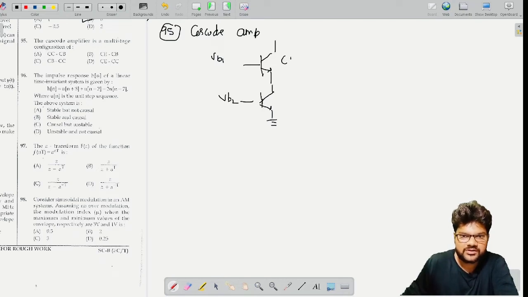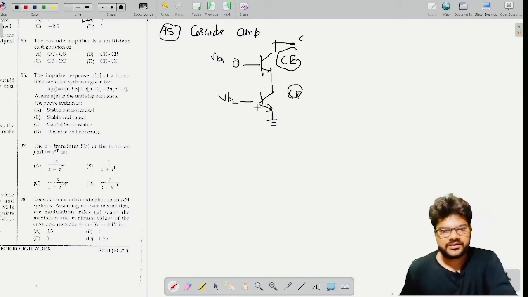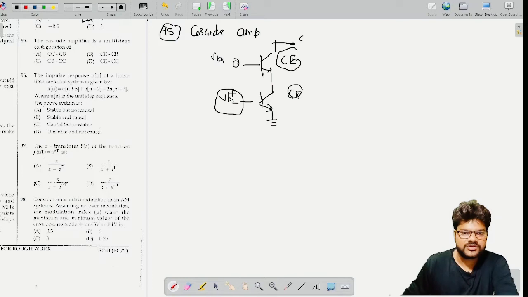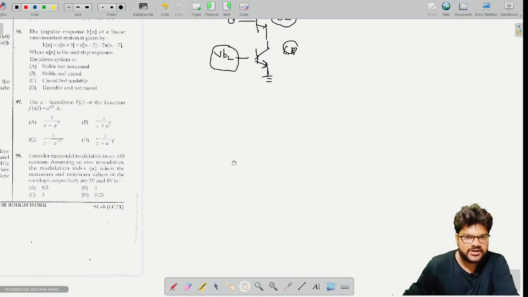So this is common emitter because we are giving input at the base and we will be taking output from the collector. So this is common emitter and this is common base, okay, because the emitter is grounded, right, and this base is a DC. So it is common emitter, common base. So option B is correct. Let's go to the next question, question number 96.